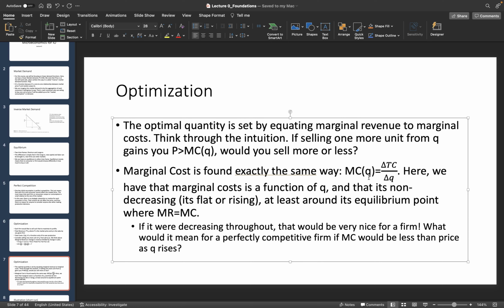It's either constant or rising in total output, Q, at least around its equilibrium point where MR is equal to MC. If it were decreasing, can you imagine an MC curve that goes down? That would be very nice, because the more you sell, the less cost it is for the marginal unit. And if P is constant, that means your profits per unit will actually be growing as you're selling more. That would be very nice for that firm.